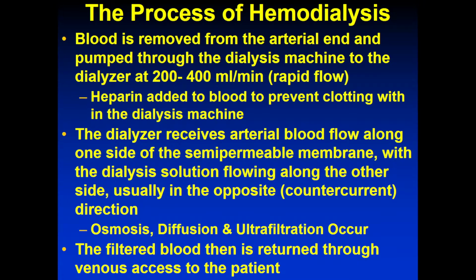Heparin should be added to blood to prevent clotting in the dialysis machine. The dialyzer receives arterial blood flow along one side of the semi-permeable membrane with the dialysis solution flowing along the other side, usually in the opposite countercurrent direction. The physical processes are osmosis, diffusion, and ultrafiltration, and then the filtered blood is returned through venous access to the patient.